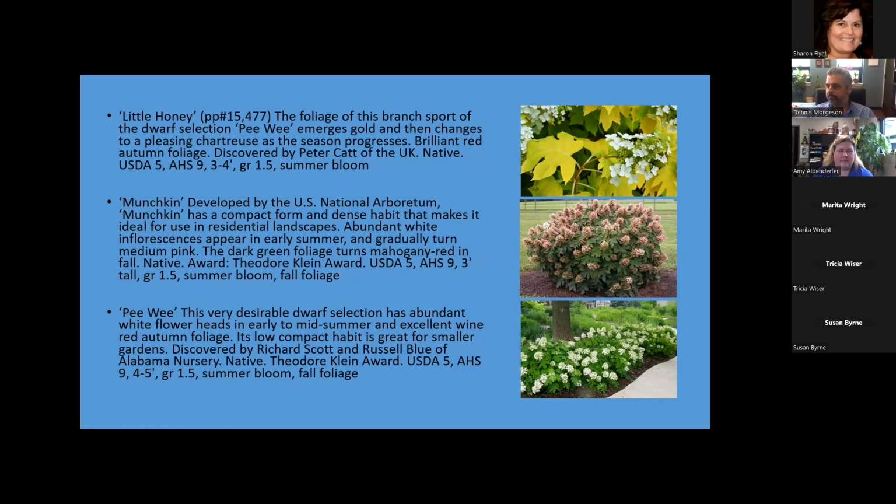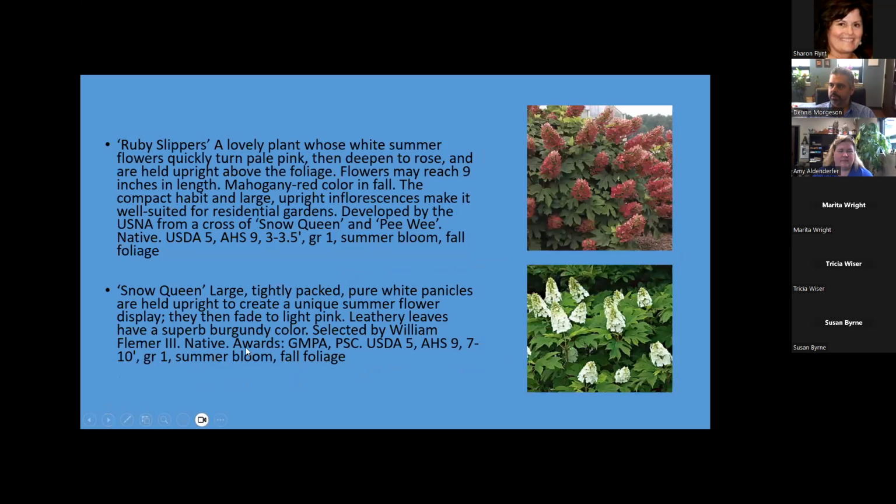And we have Pee Wee, another small one there at the bottom, which if you want something a little shorter, it's shorter, but it's still 4 to 5 feet tall. So that's mature height, of course. Ruby Slippers is another one of the nice oak leaves that turns that red color. And then we have Snow Queen, which is an older variety, but it gets huge. You can see they're 10 foot. But once you get a mature specimen of that plant, it's spectacular when it's in full bloom.